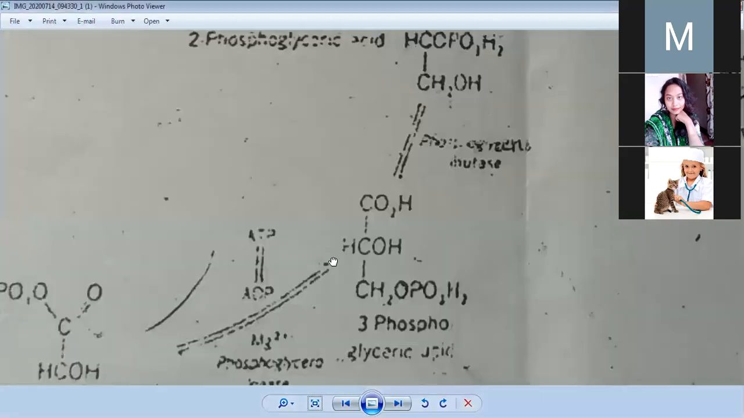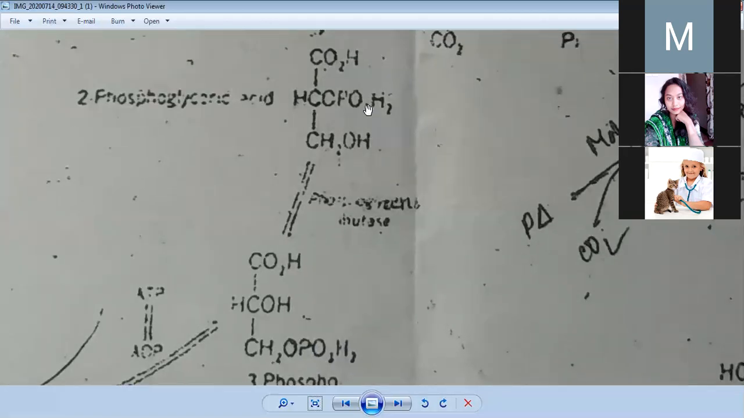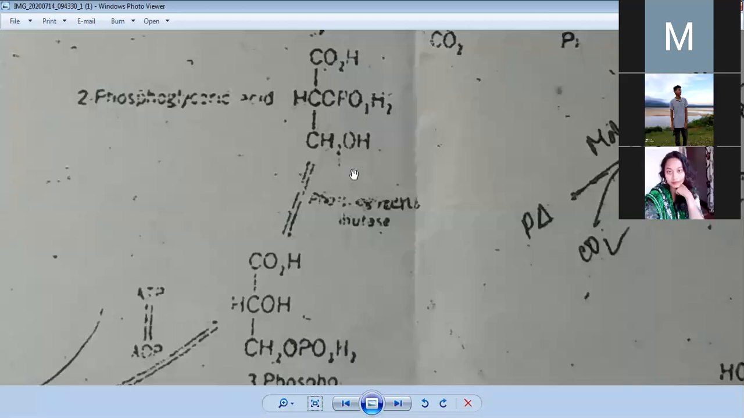Phosphoglycerokinase. Okay, this is phosphoglyceric acid. In this phosphoglyceric acid, the phosphate is at number 3. It will go from 3 to 2. Okay, what will be the name of the enzyme? Mutase. Phosphoglyceromutase. The phosphoglyceric 3 will go to 2.